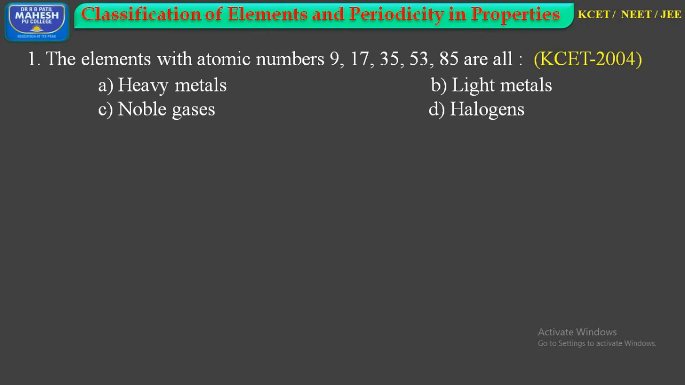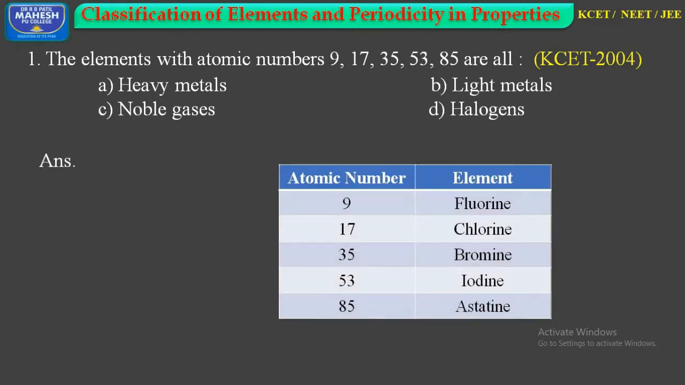Students, among the atomic numbers given, 9 corresponds to fluorine, 17 is chlorine, 35 means bromine, and as you know 53 corresponds to iodine, and atomic number 85 corresponds to astatine. So with this you can very easily predict that all these elements belong to the halogen family. Option D is the right answer. Halogens are from the 17th group.